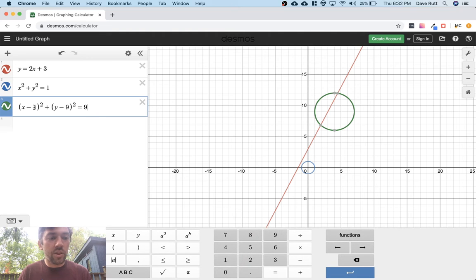Now, once again, if I change these numbers, you can see what happens when I change these numbers. I can still change the 9, that's still going to change the size of the circle, and I can make these pluses instead of minuses, and that's going to change things around as well.